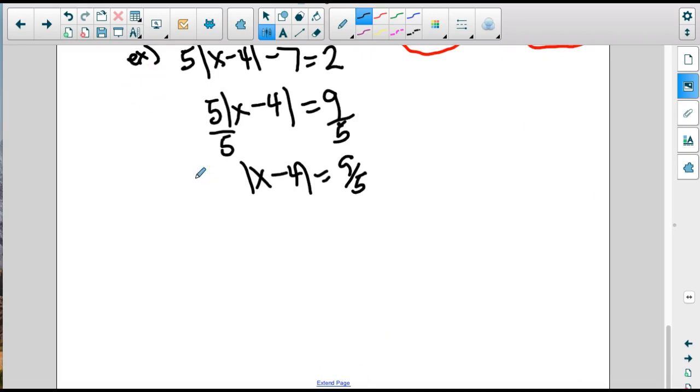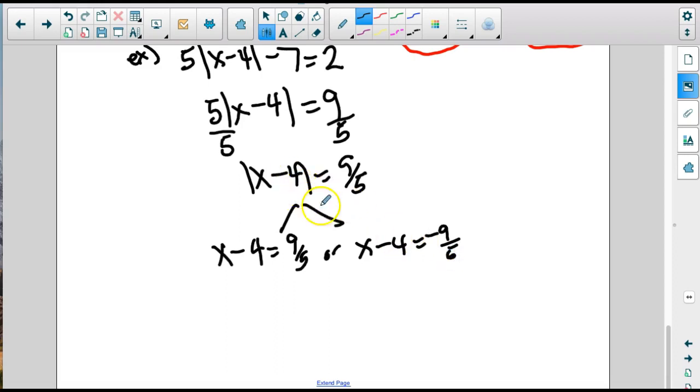It's almost 2, so it'd be 1.8 if you want to put that in there instead. But then we're going to need to split this up. Now that we've isolated the absolute value, we have the absolute value of something equals 9/5. So that something, x minus 4, is going to either equal 9/5 or equal negative 9/5, because we could have a positive or a negative 9/5 in there and take the absolute value of it and get positive 9/5.